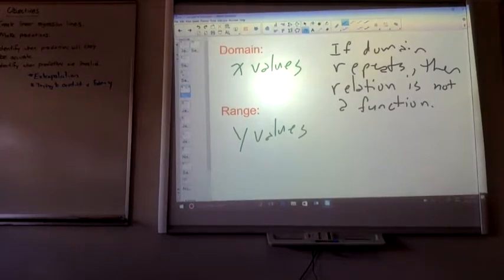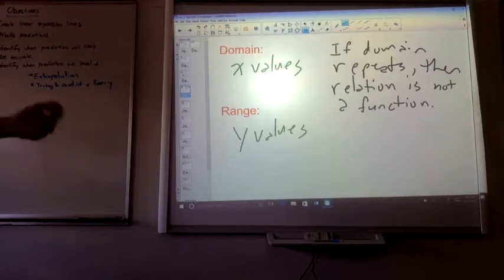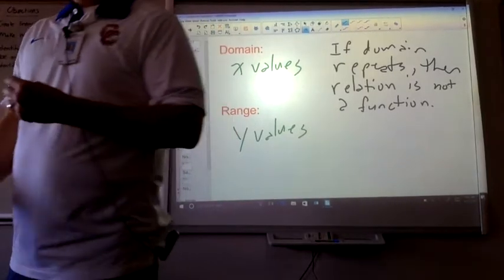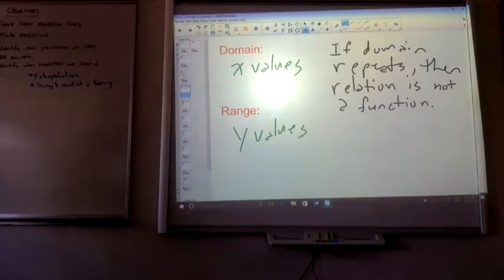So now when you're like, oh my gosh, what did the domain go with? Oh wait, domain and range, that's alphabetical. Alphabetical, x and y are also alphabetical. So x goes with domain, y goes with range. That's an okay way to remember that?